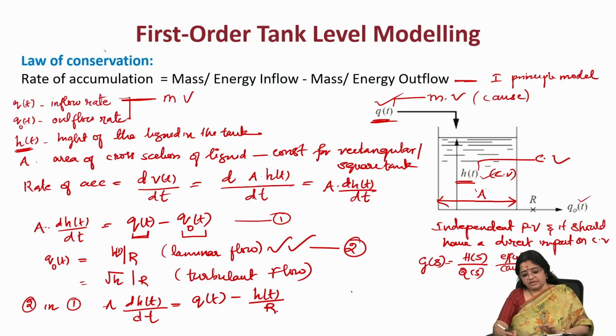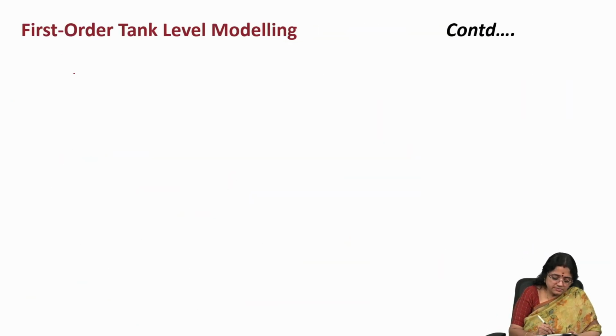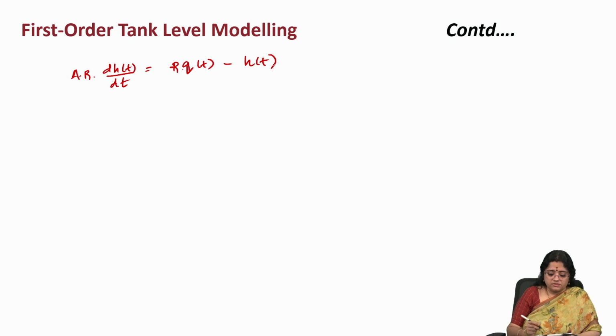Now we will rearrange this equation. This becomes AR dH of t by dt is equal to R times Q of t minus H of t. I will bring all the H of t terms to the left. This becomes AR dH of t by dt plus H of t is equal to R times Q of t.